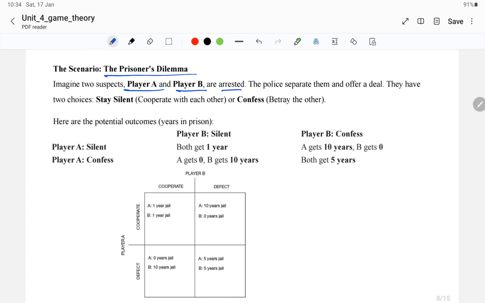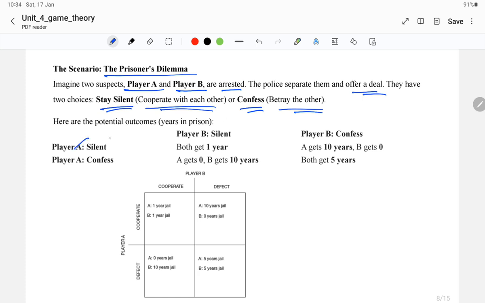What is the deal that is offered? They have two choices. One is to stay silent, so you cooperate with each other. That is, prisoner A and prisoner B should stay silent and cooperate with each other, or they should confess. When they confess, they are betraying the other person. So here are the potential outcomes, in years in prison.